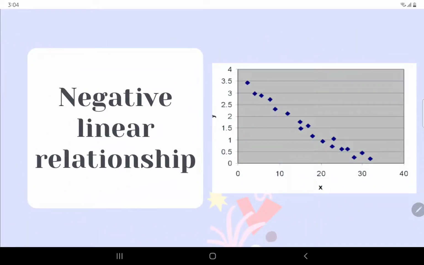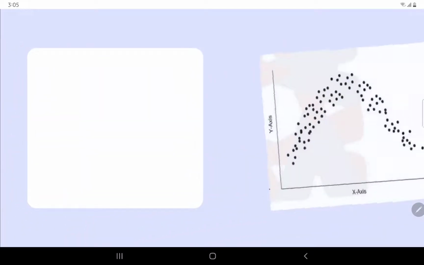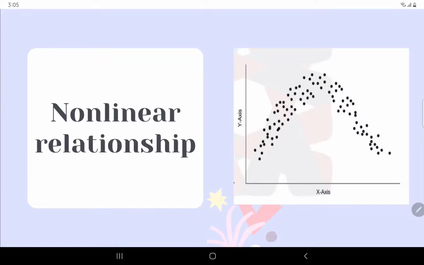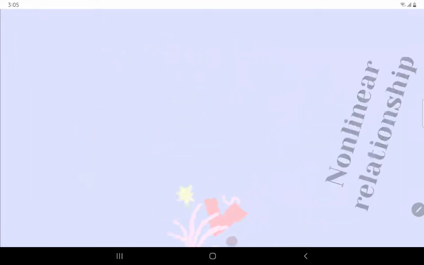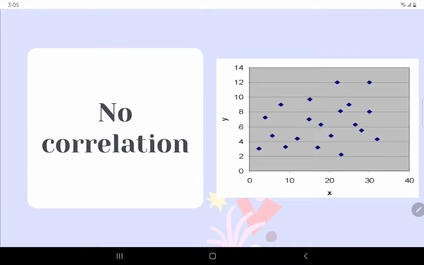Meanwhile, in this scatter diagram, okay, we can see that this straight line has negative gradient or negative slope. Okay, kecerunan dia negatif ke bawah. So, kita panggil dia negative linear relationship. Okay, this scatter diagram or scatter plot has non-linear relationship. Okay, sebab dia bukan straight line. Okay, this is non-linear relationship. And this is no correlation.